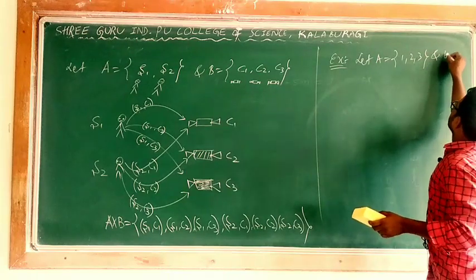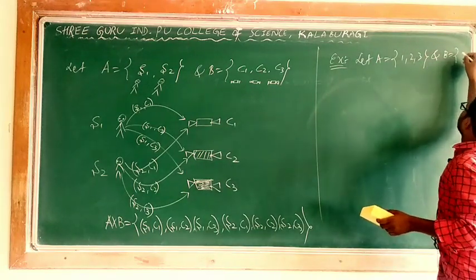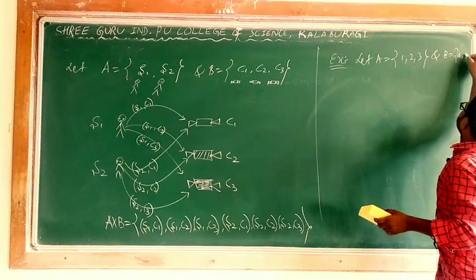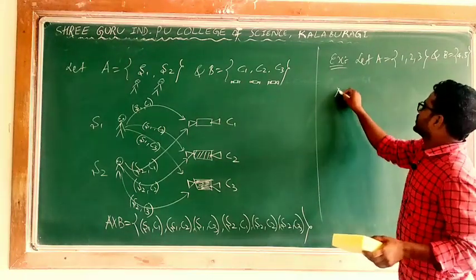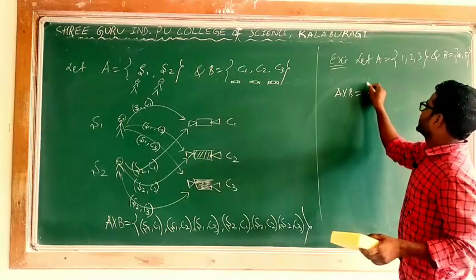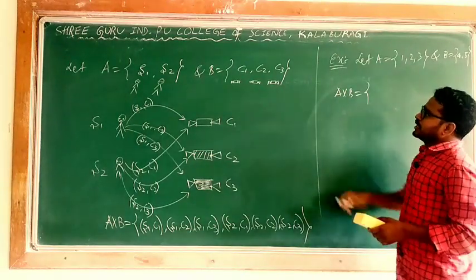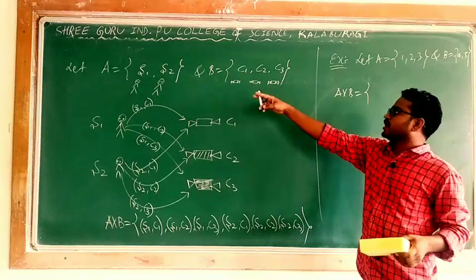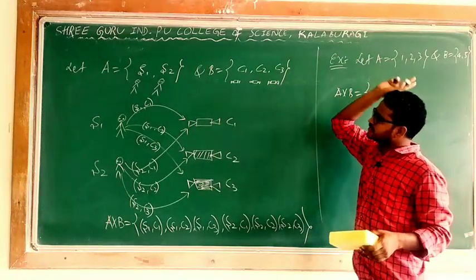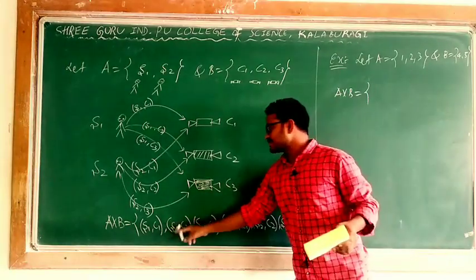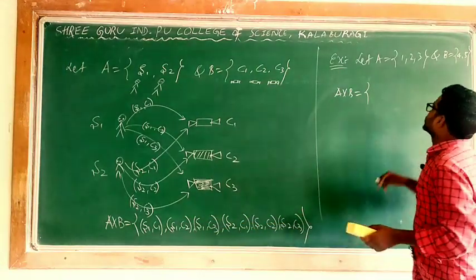B is equal to 4, 5. The same thing: what are the possible ordered pairs? A cross B: here 2 elements, here 3 elements, 2 into 3 is 6 elements. That means 6 ordered pairs.